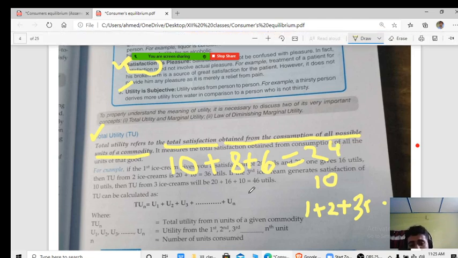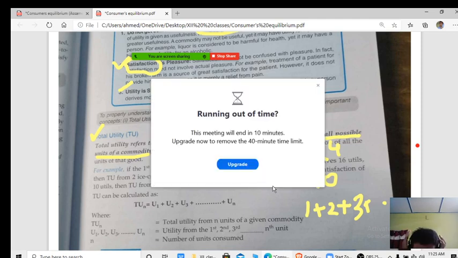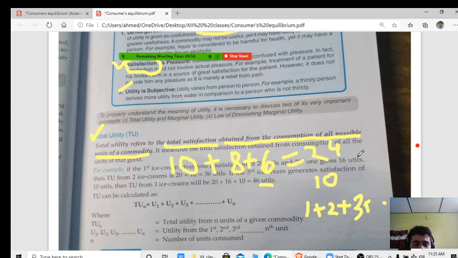Now let us introduce the concept of the unit that we give to utility, that is called utils. So instead of saying 24 units, we will say 24 utils.